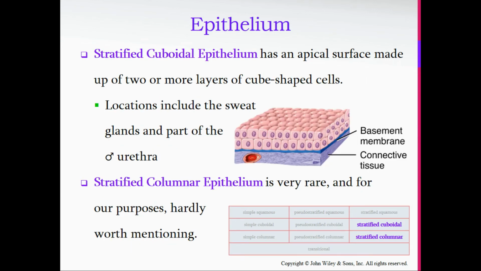Stratified cuboidal, multiple layers of cube-shaped cells. This has an apical surface made up of two or more layers of cube-shaped cells. Locations would include the sweat glands and part of the male urethra. Stratified columnar epithelium is very rare and for our purposes hardly worth mentioning, which makes me wonder, then why did we mention it?